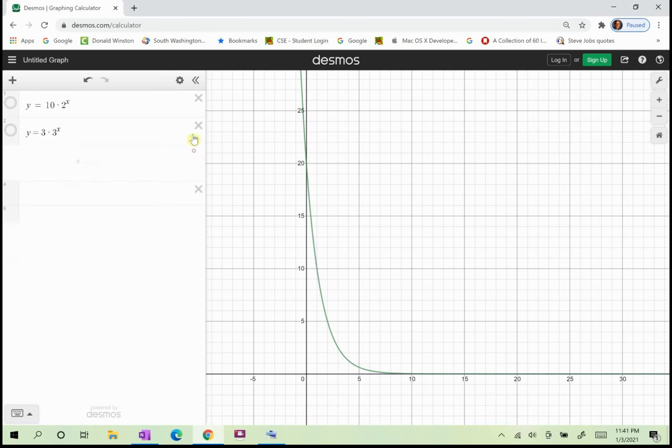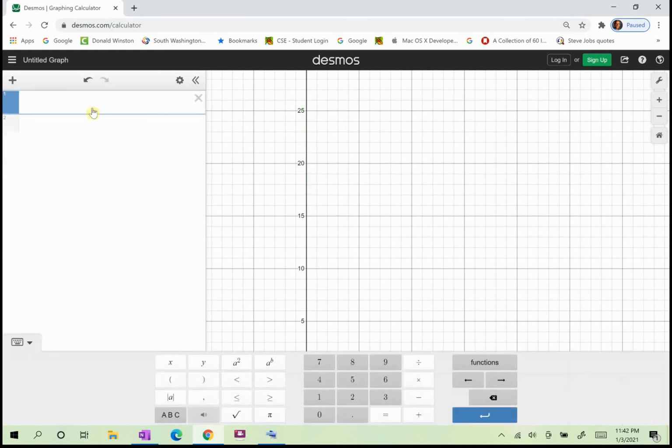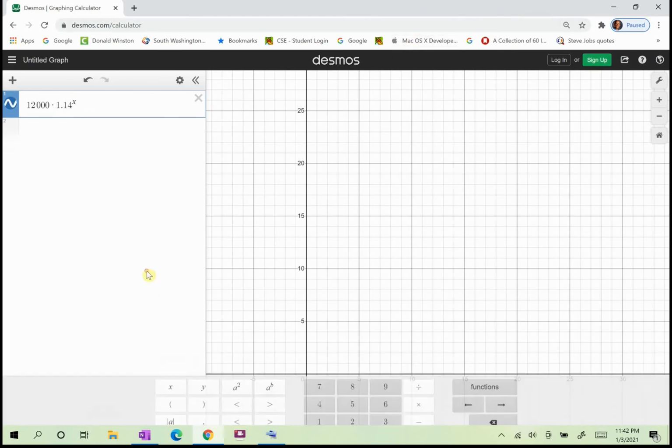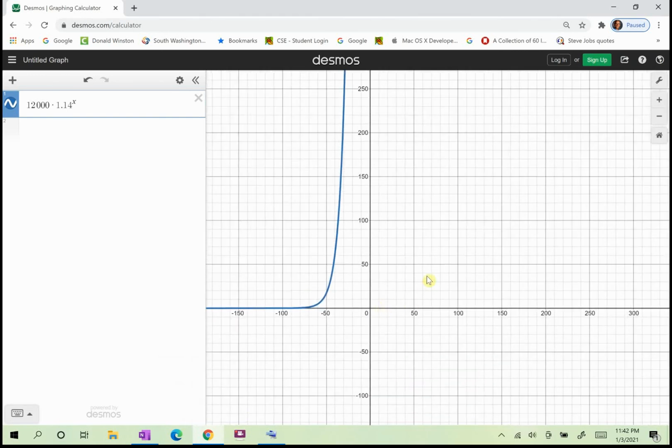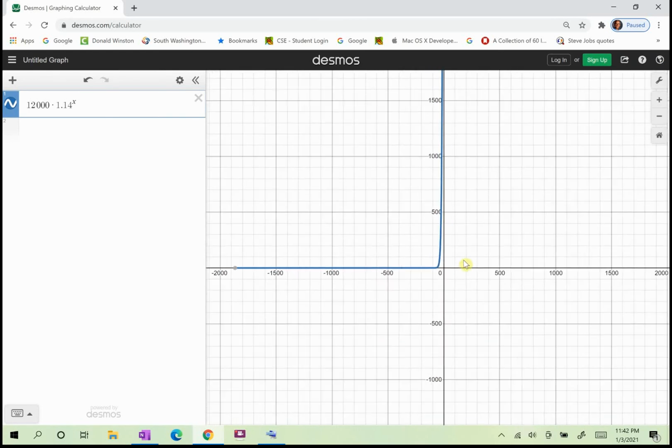So let me erase all of this. So 12,000 times 1.14 raised to the x. Oops, I got the wrong x there. Why does that come up? There we go. All right, so here's the graph: 12,000 times 1.14 raised to the x.